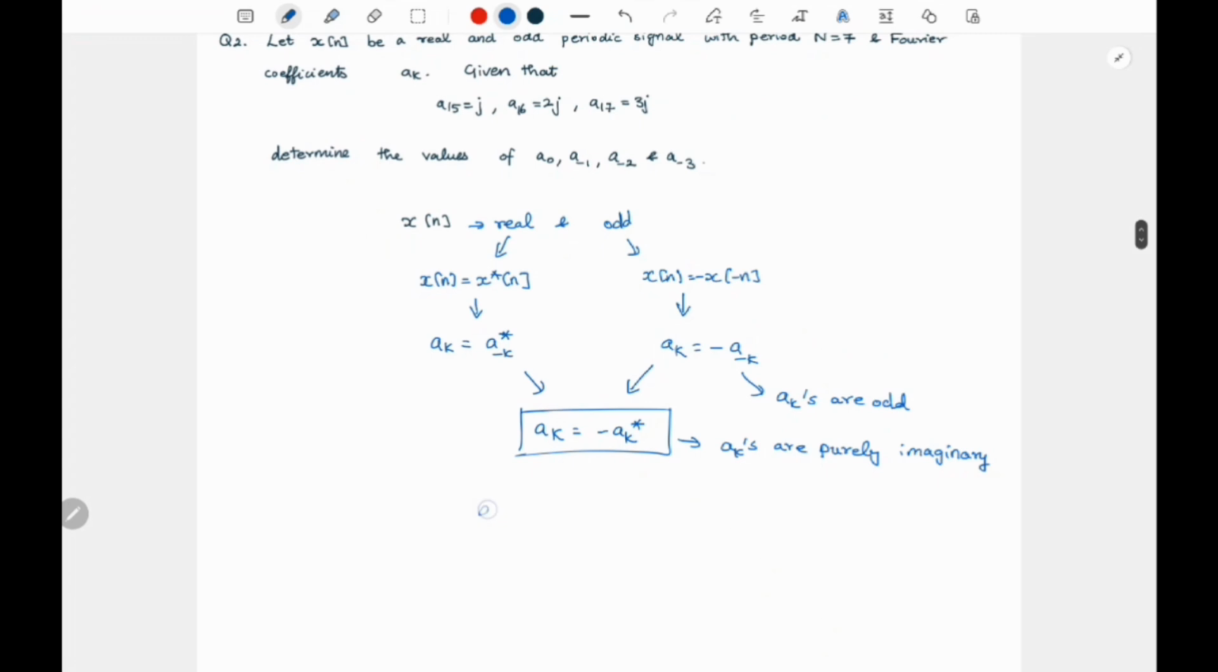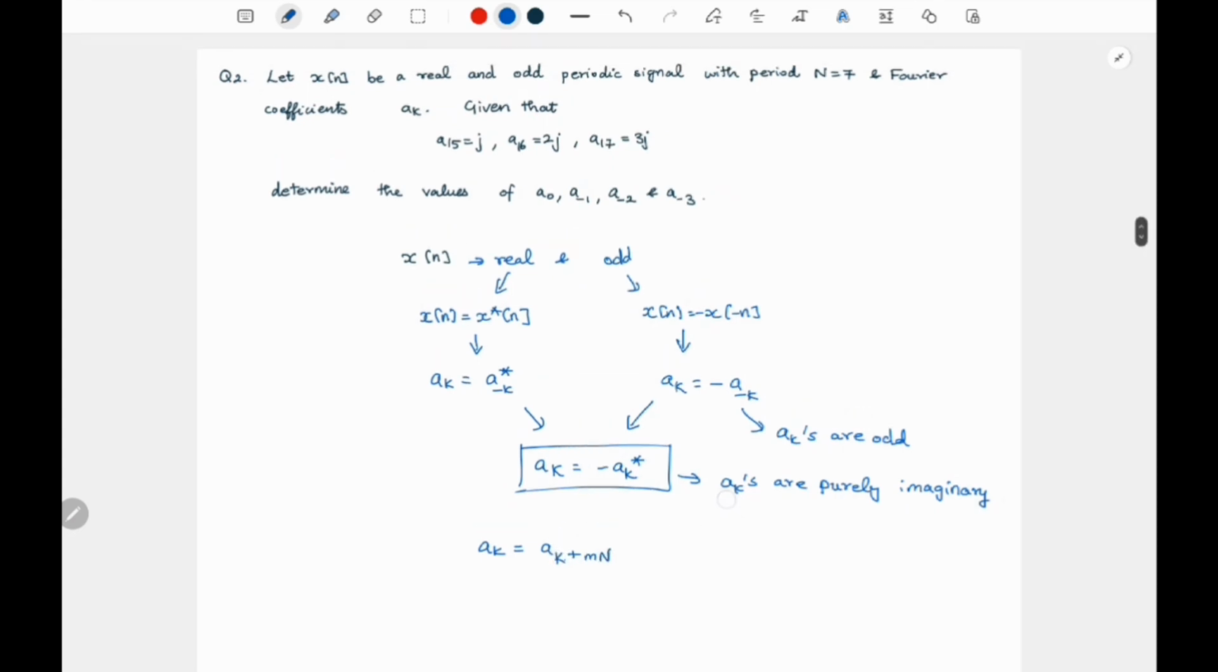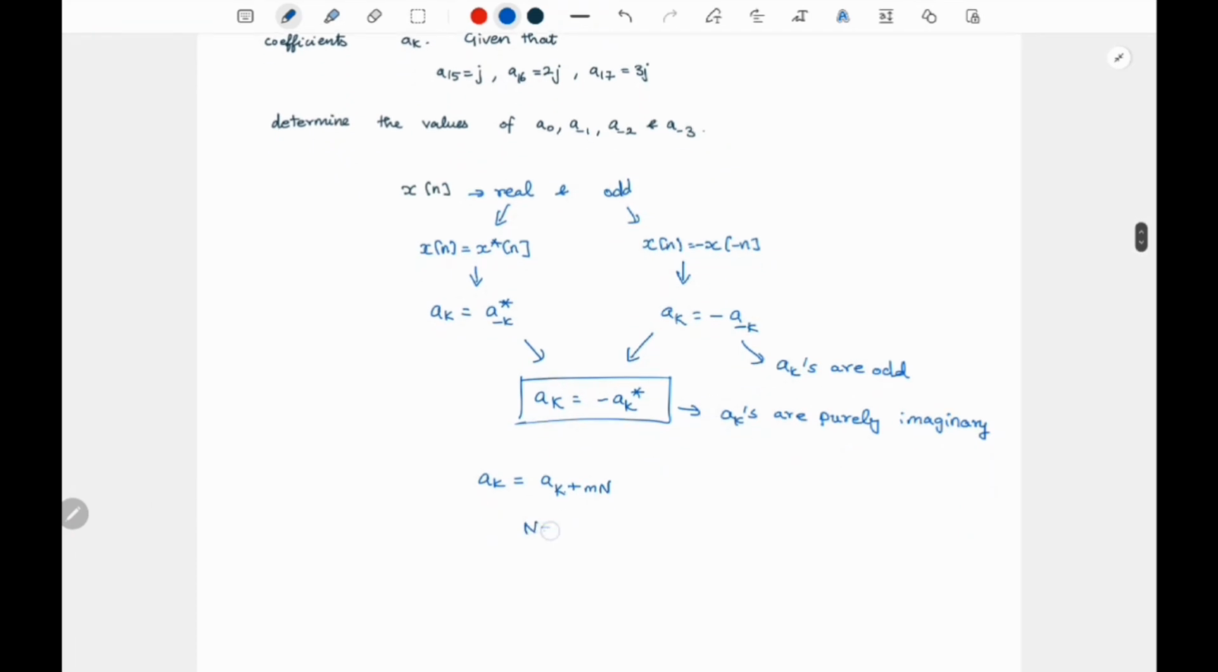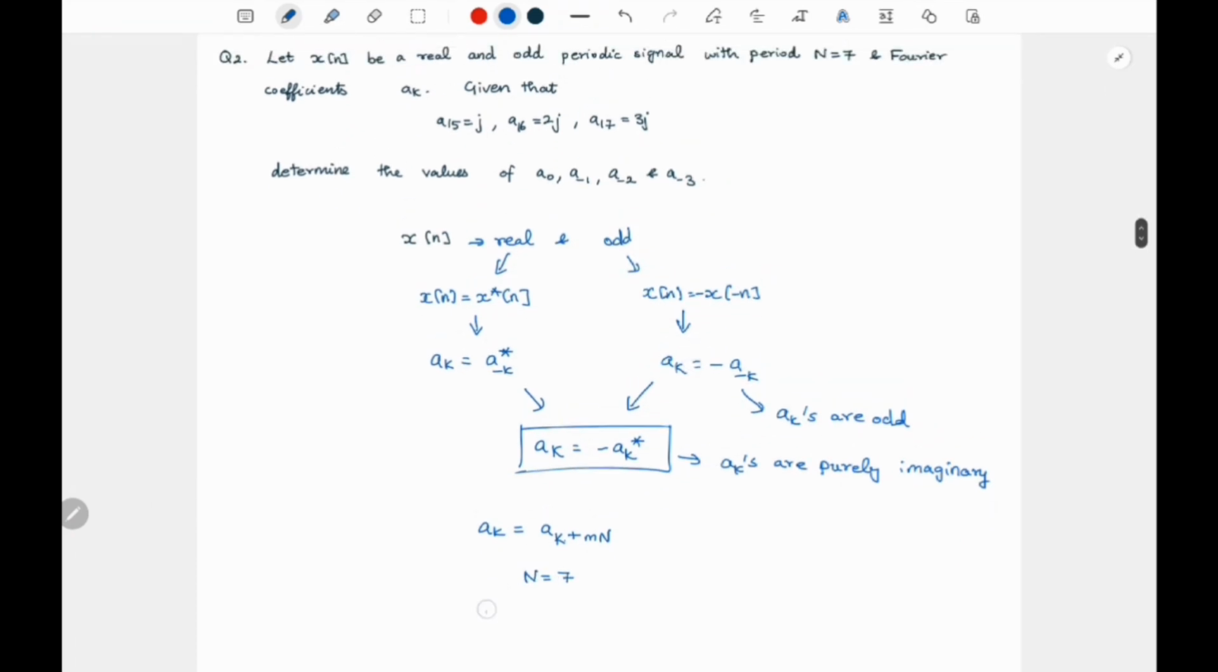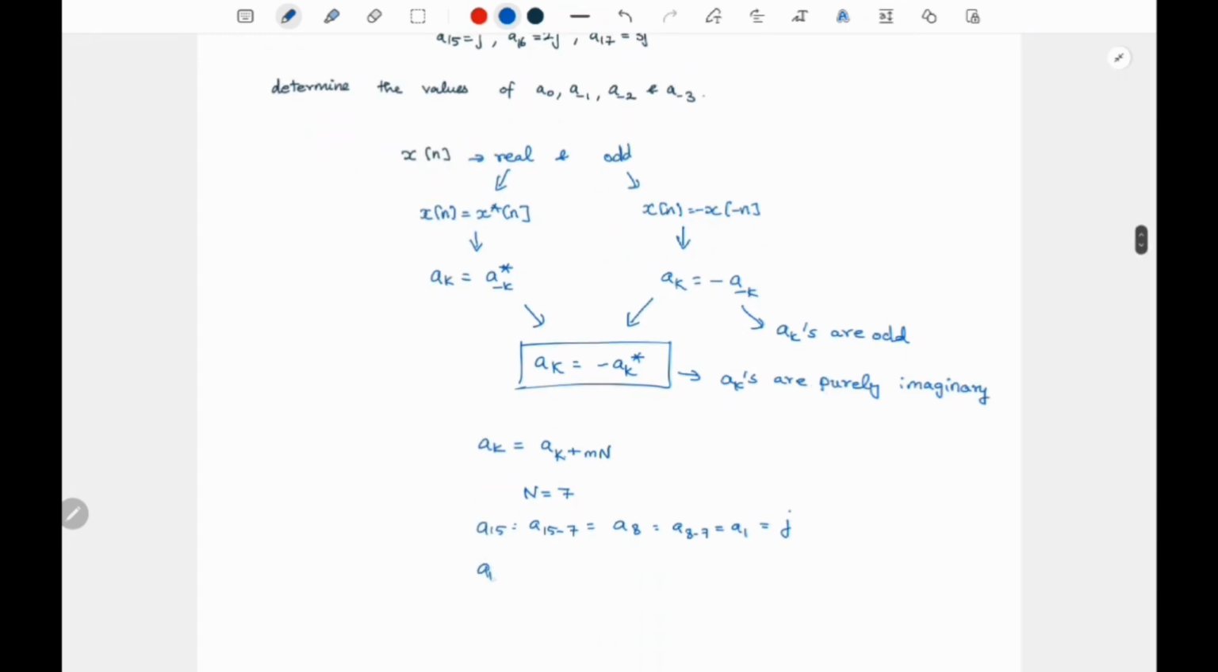And we know that your ak is equal to ak plus mN, correct? Where N is the period. So your N is equal to 7. And you have a15. a15 is equal to a15 minus 7, which is nothing but a8, equal to a8 minus 7, which is nothing but a1 equal to j. And similarly, your a16 will be equal to a2 equal to 2j. And your a17 is equal to a3 equal to 3j.